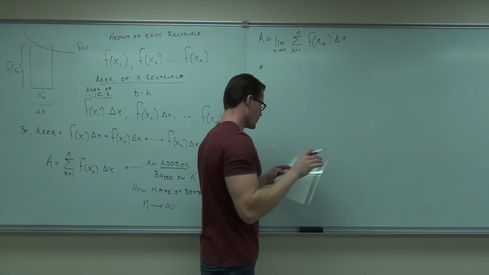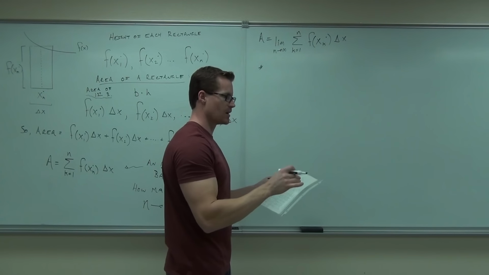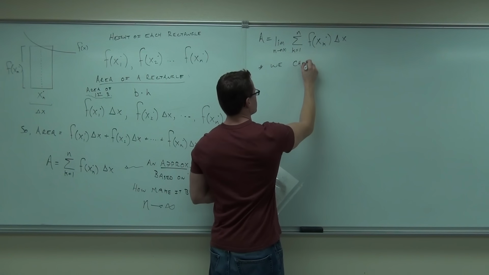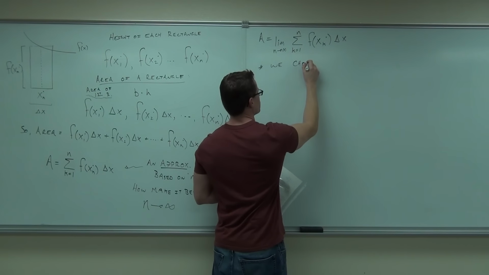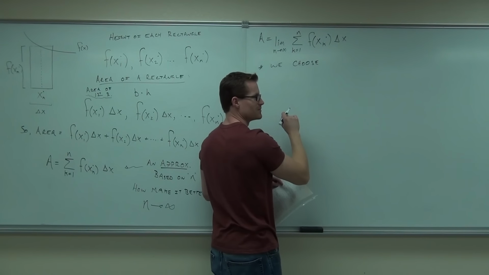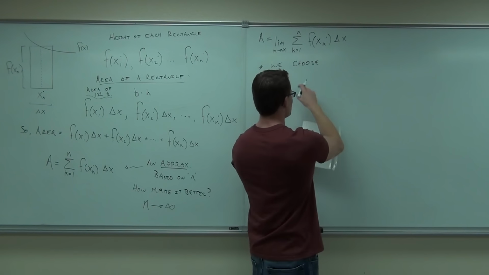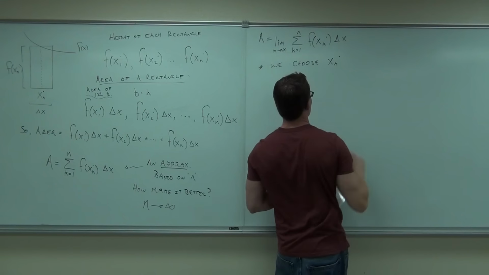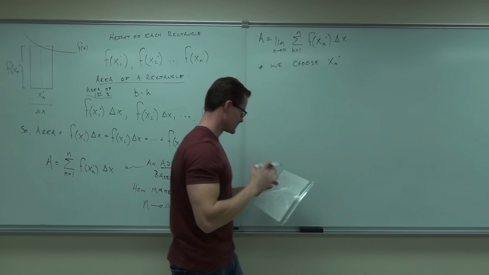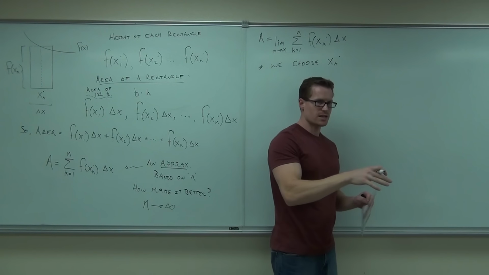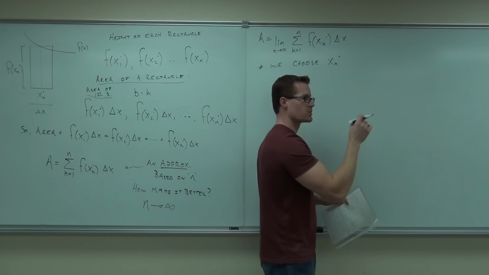So in general, we typically choose our xk dot. We generally choose xk dot to be left endpoints, right endpoints, or midpoints of each subinterval.